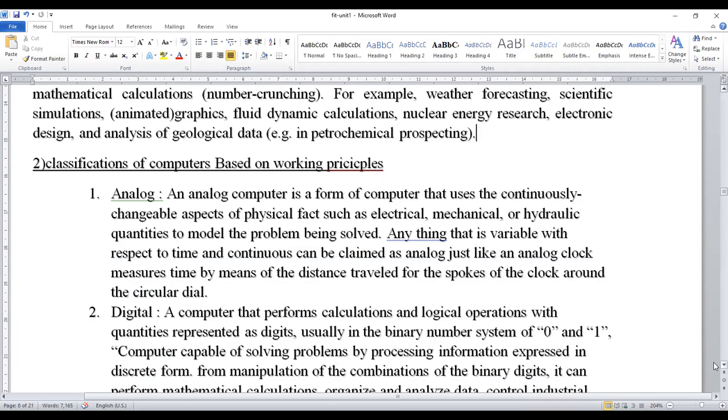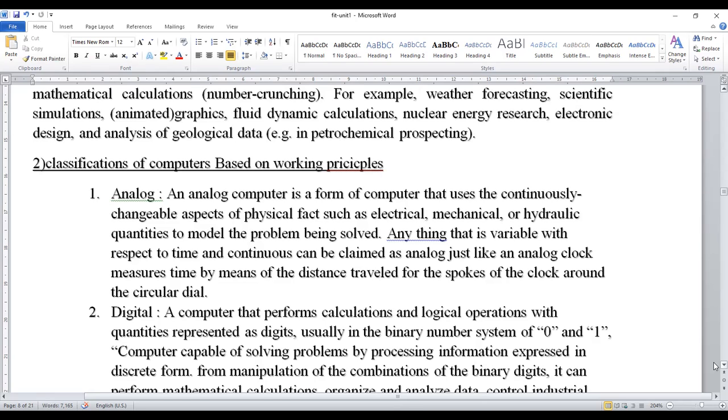So based on working principles, what are the different types of classifications? Analog. An analog computer is a form of computer that uses the continuously changeable aspects of physical fact, such as electrical, mechanical, hydraulic quantities to model the problems being solved. Anything that is variable with respect to time and continuous can be called analog, just like an analog clock measures time by means of the distance traveled by the spokes of the clock around the circular dial.